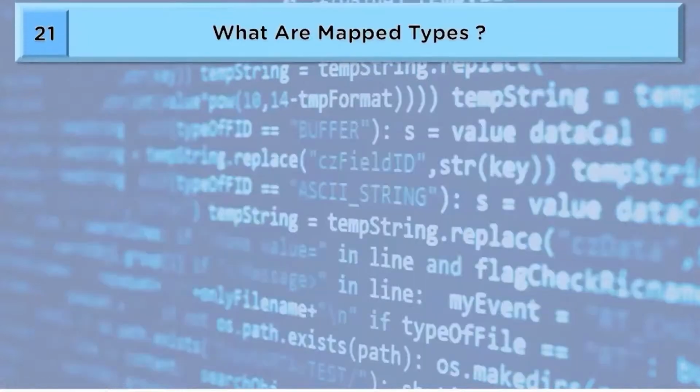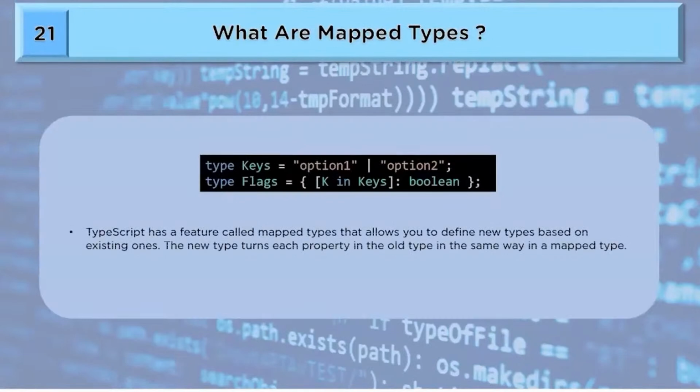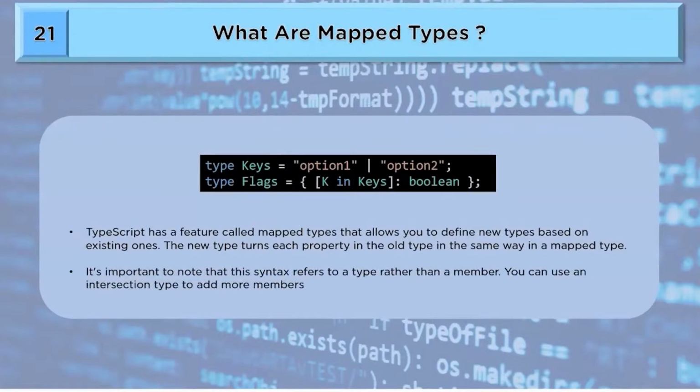What are mapped types? TypeScript has a feature called mapped types that allow you to define new types based on existing ones. The new type transforms each property of the old type in the same way in a mapped type. It's important to note that this syntax refers to a type rather than a member. You can use an intersection type to add more members.